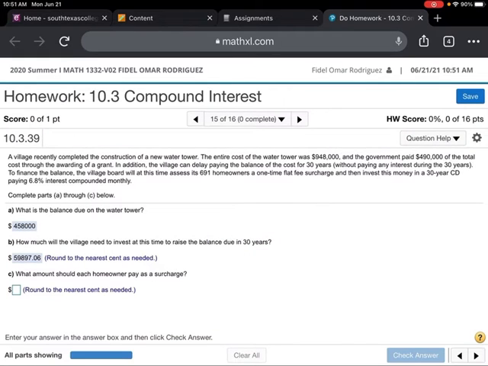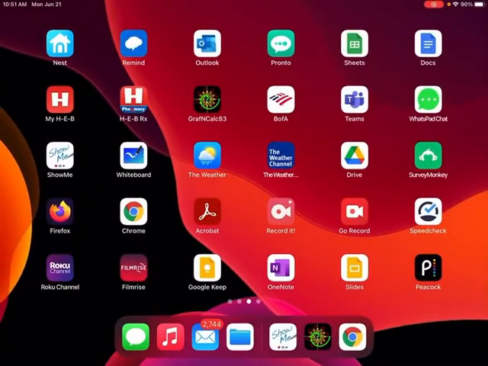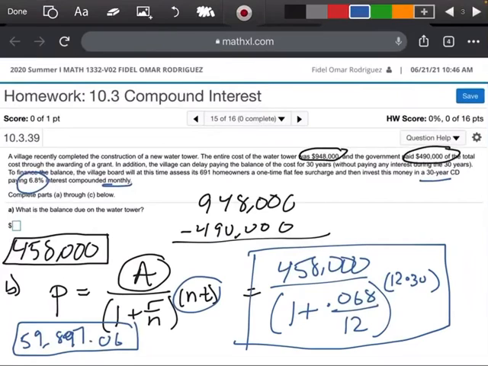Okay, so now it says, how much should each homeowner pay as a surcharge? Okay, so let's take a look now. So we have that 59,897 and 6 cents, right? This is how much we all have to put in today, right? But everybody's going to pay that. And how many people do we have? We have 691. So we're going to take this number and we're going to divide it by 691.